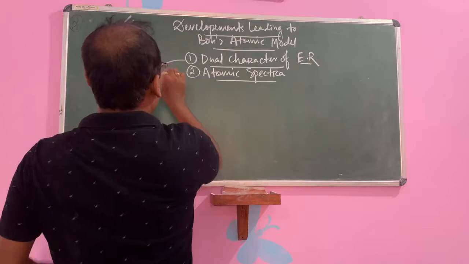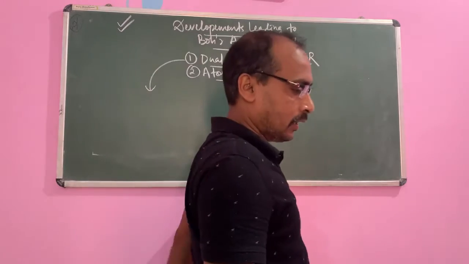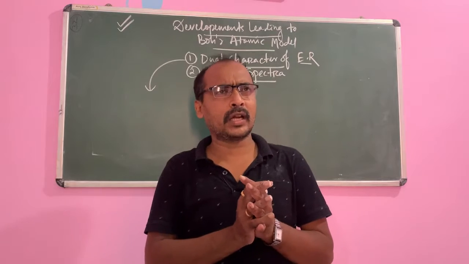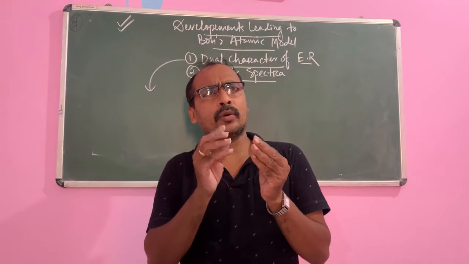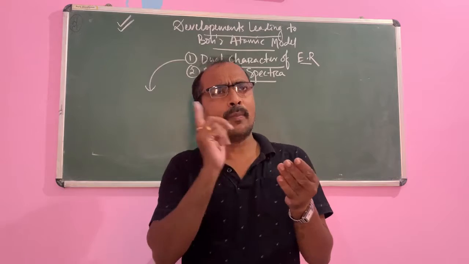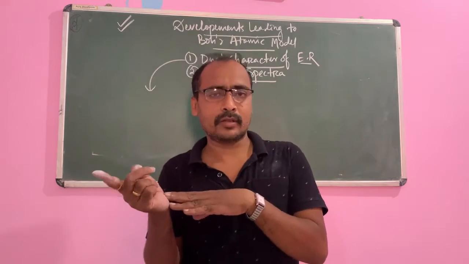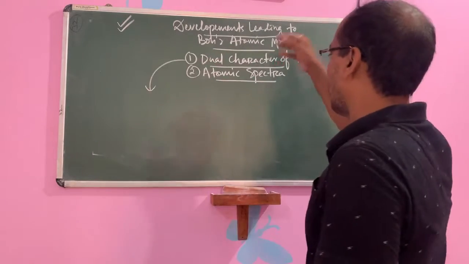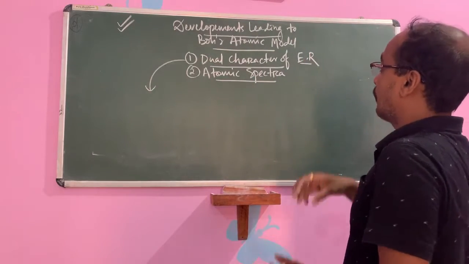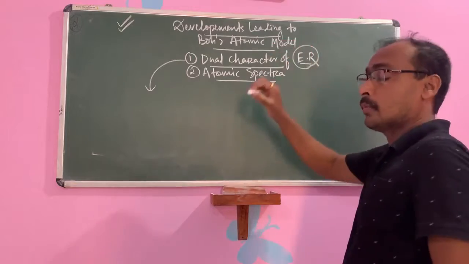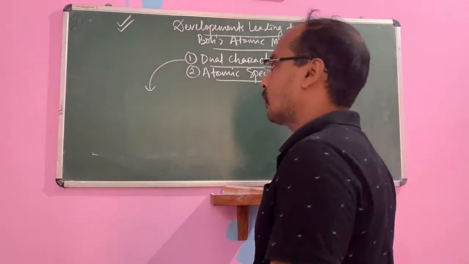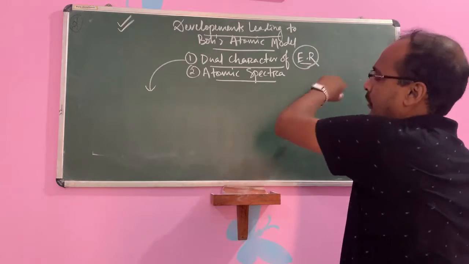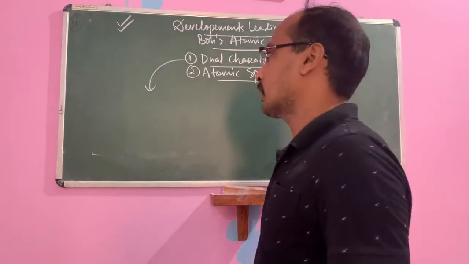Okay, first, dual character of electromagnetic radiation. What do you mean by that? Dual character means double character. That dual character of electromagnetic radiation means wave-like and particle-like nature. Wave nature, particle nature. That is known as dual nature or dual character. So first we have to discuss what are the electromagnetic radiations, then the characteristics of electromagnetic radiation, that is particle nature and wave nature.